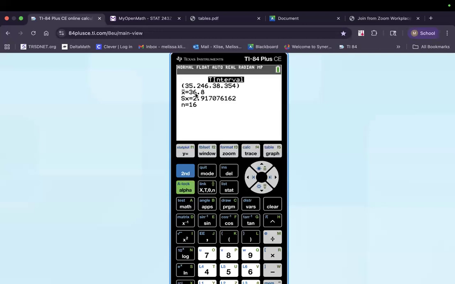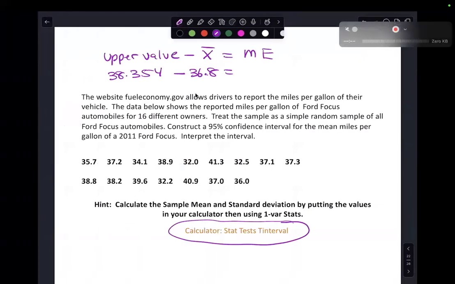38.354 minus 36.8. Okay, let me pop back to my other screen. So you take that upper value, subtract the mean, and that's going to give you the margin of error. So if I do 38.354 minus 36.8, I get 1.554. I hate that there's that delay, but you can see it now. So you just take that upper value minus the mean, and it gives you the margin of error. This is what we got anyway.